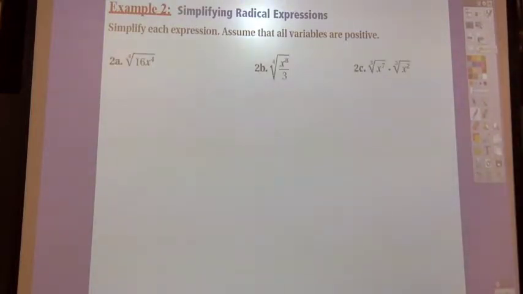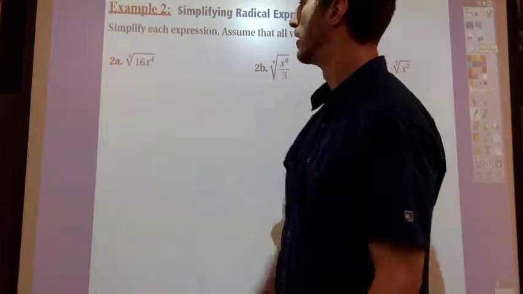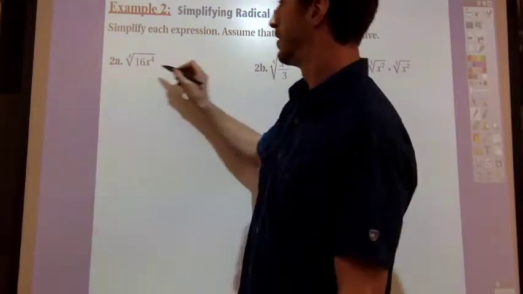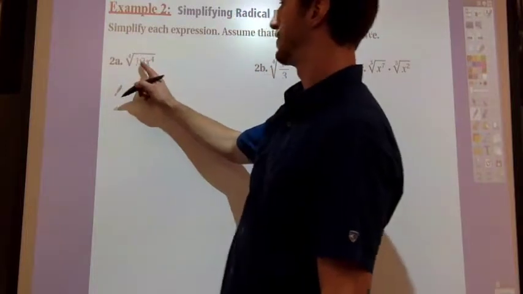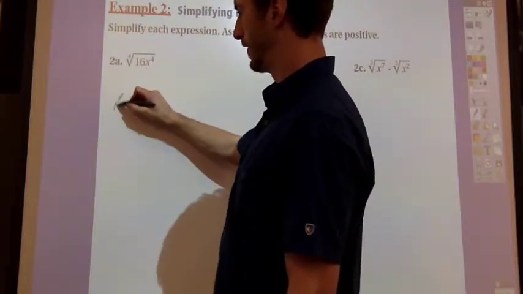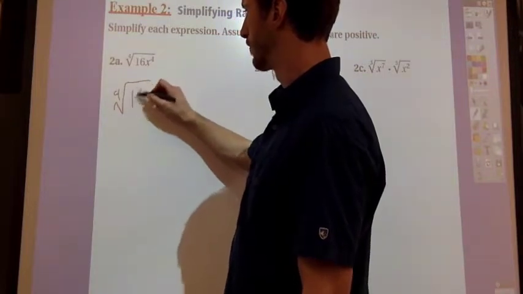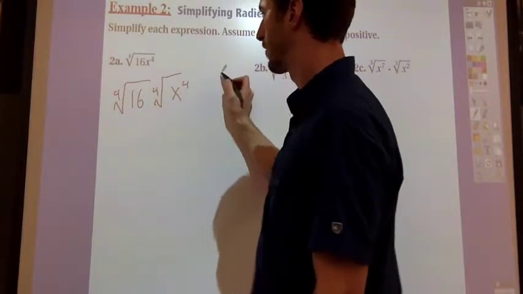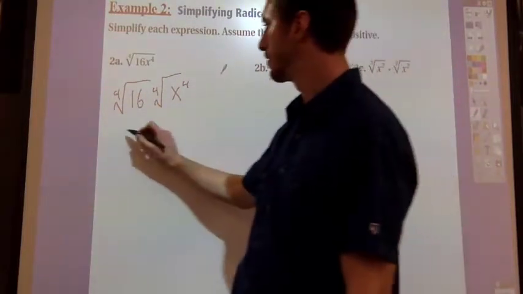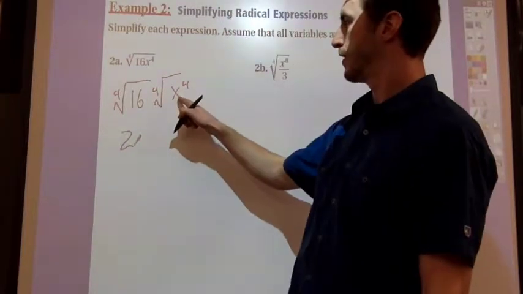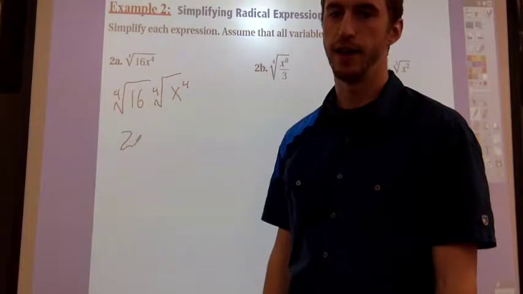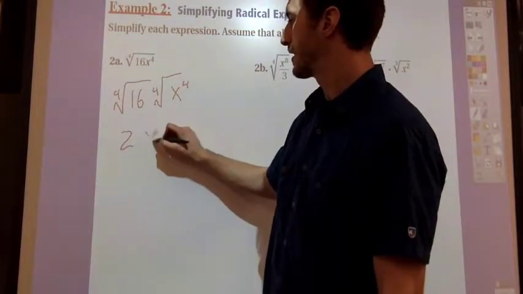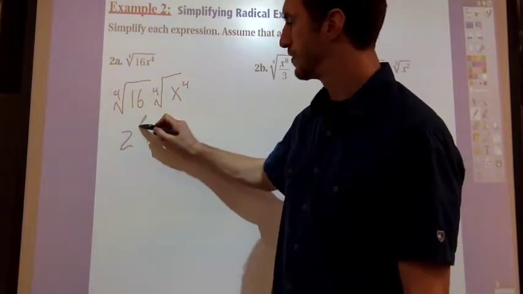Okay, these are for you to try on your own. But I need to talk about this first one very quickly. So this is the fourth root of 16 times x to the 4. In this case, I would break it up into the fourth root of 16 times the fourth root of x to the 4th. Fourth root of 16 is 2. And the fourth root of x to the 4, you might already be doing that in your head, is going to be x. But it's actually the absolute value of x.